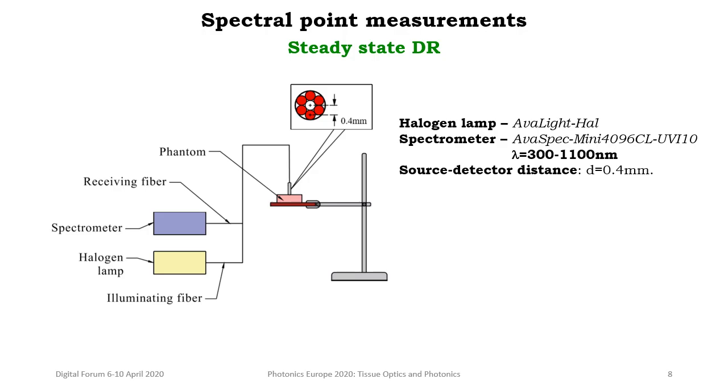Phantom spectra were measured using halogen lamp and spectrometer at source detector distance of 400 micrometers. The phantoms were placed on a ring approximately 30 centimeters above the surface to eliminate scattering from the background.